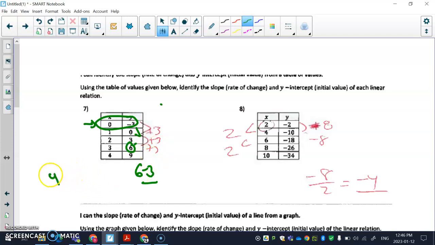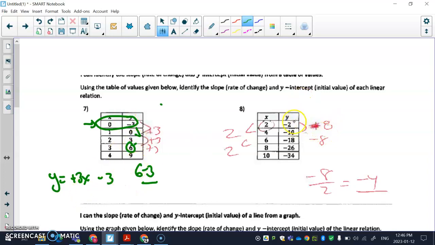So if I was to write this as an equation, it'd be this. Okay, there's my change is 3, and my initial value is minus 3. So don't get confused, a lot of 3's here. But that minus 3 is from here. That 3 is from the rate of change.